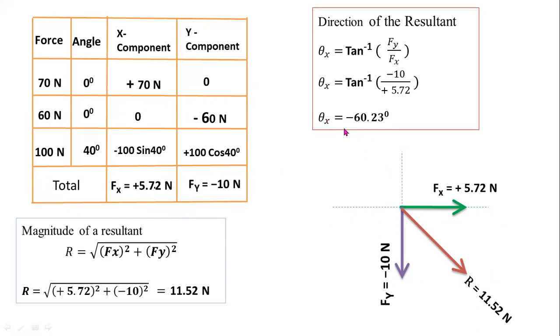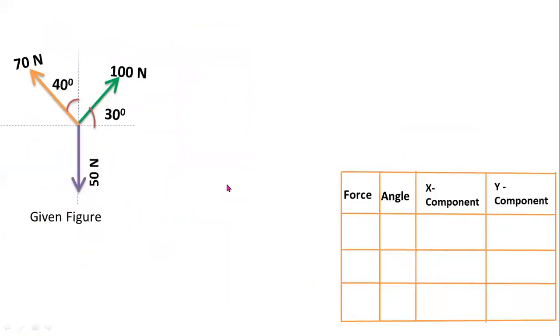Theta x is the direction of the resultant with respect to the x-axis. So this is the final position of the resultant. Now coming to the last problem. Here from this given figure, you have to convert all these three forces into x components and y components.